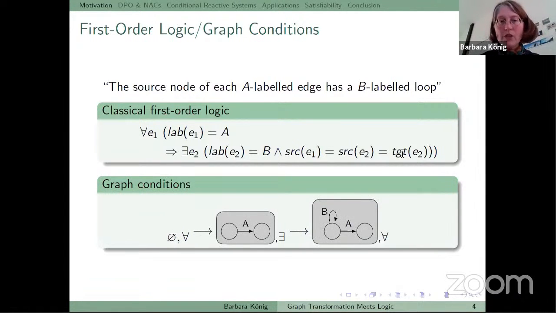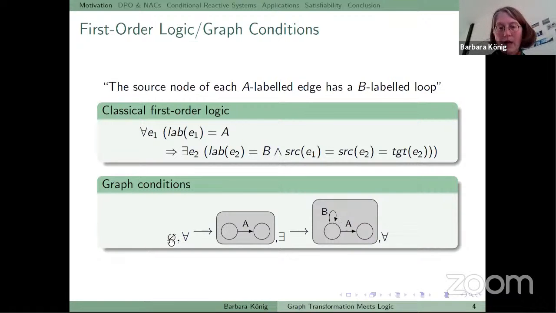Instead, what people in graph transformation are usually doing is using graph conditions. And graph conditions means you have something like this. You have a condition that contains graphs themselves. Maybe forget about this empty graph at the beginning right now, but there's a universal quantifier that says for all occurrences of this graph here, which is two nodes connected by an A, there exists an extension of this graph to another graph that contains also this A edge plus this B loop on the first node.